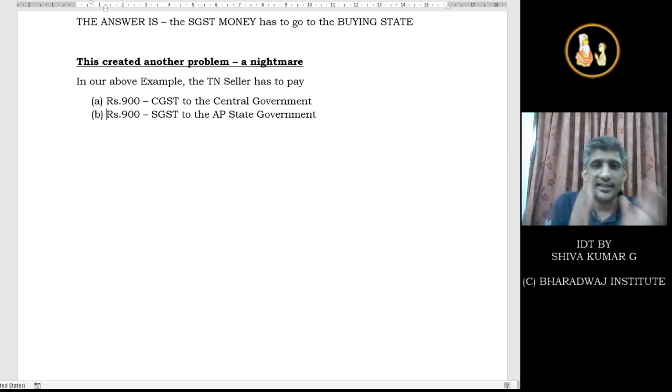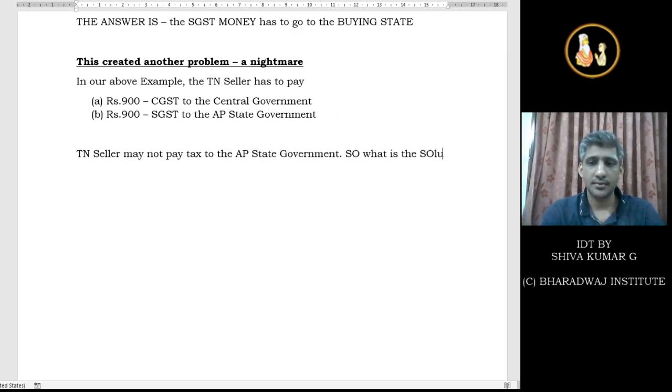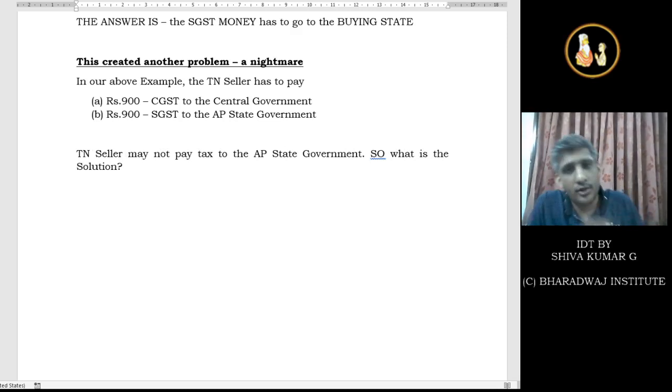Okay. Now this is the next problem. What is the solution? The solution is very simple. The Tamil Nadu seller may not pay tax to the Andhra state government. So, what is the solution? Take an example that I am the Tamil Nadu seller. Over me, who has jurisdiction?